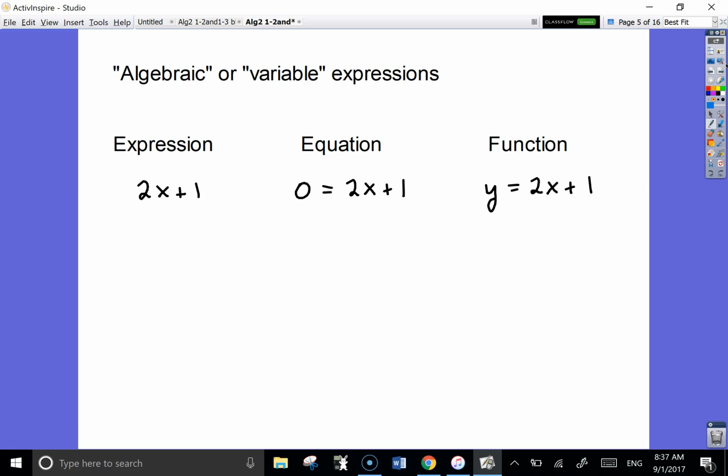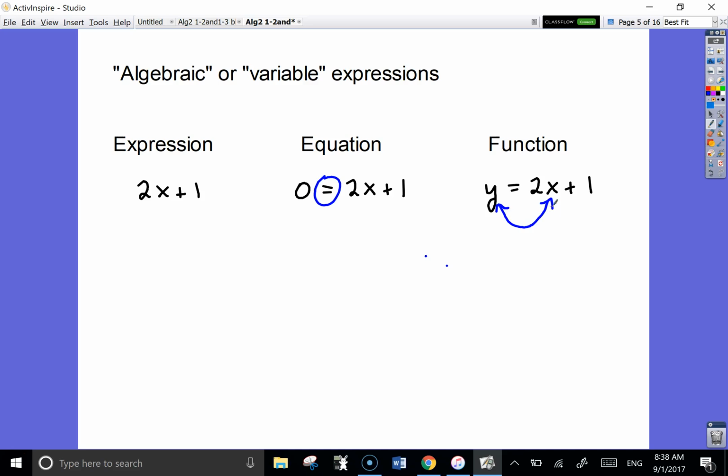So an expression is something like 2x plus 1. You see the variable x there, right? An equation is 0 equals 2x plus 1. Right? What is it that makes that an equation? Obviously, it's the equal sign. A function is y equals 2x plus 1. Okay? What is it that makes that a function and not just an equation? Well, it's got two variables. Right? Two variables make that a function.